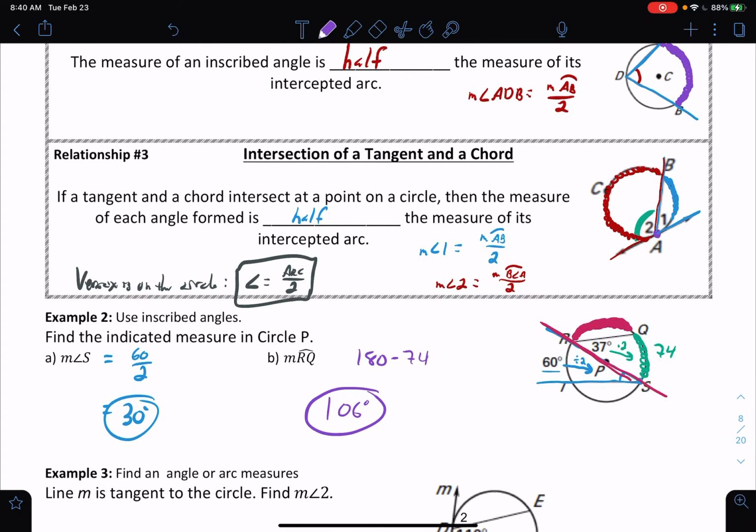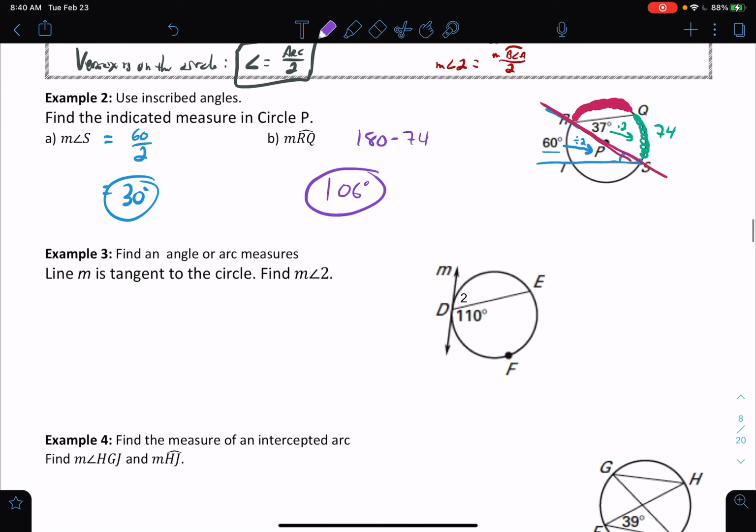What about line M, or example 3? We've got line M, which is tangent to the circle, and we want to find the measure of angle 2. There's a couple ways we could do this. The tangent is a line, and this angle is 110. So if I wanted to find that angle, we could do 180 minus 110 and get 70 degrees. So the measure of angle 2 is 70 degrees, just using the fact that it's a linear pair.